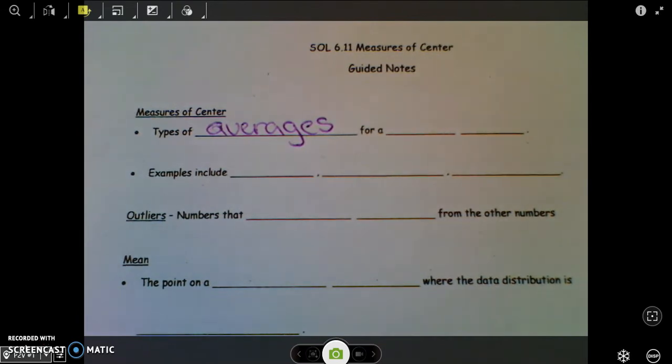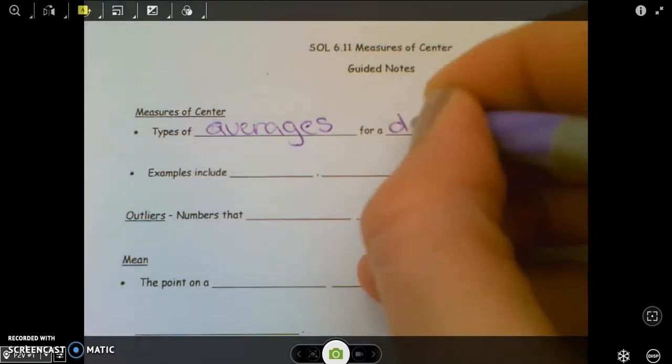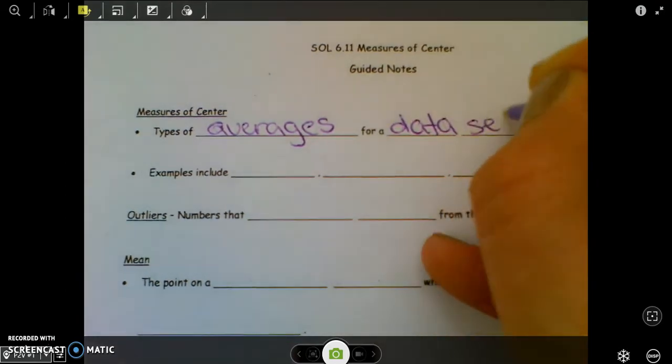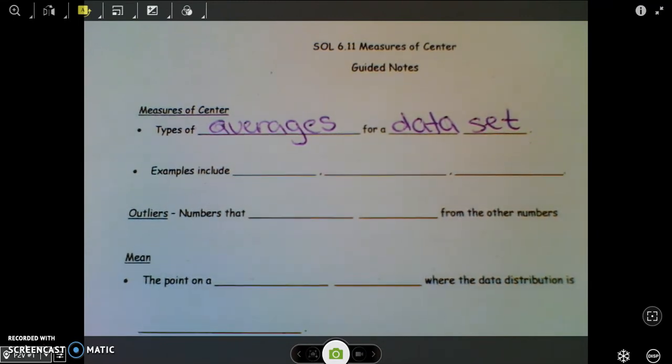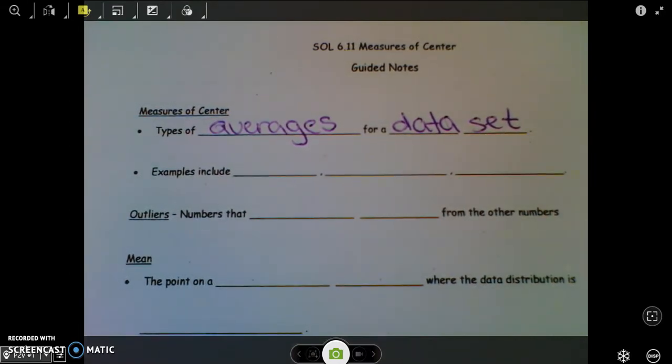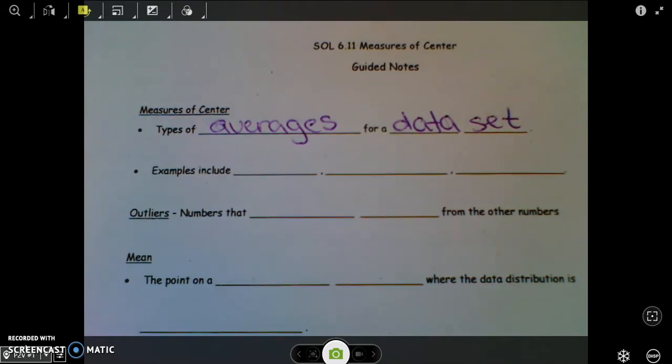Measures of center is just kind of a fancy math term for saying averages. So they're types of averages for a data set. Now, data set, a lot of times we think of numbers, but data doesn't have to be numerical. If you're doing a science experiment and some of the data you're taking might involve color or shapes, some of the observations that you're making. So data doesn't always have to mean numbers. A lot of times it does, but it's basically the information that you're given, values.